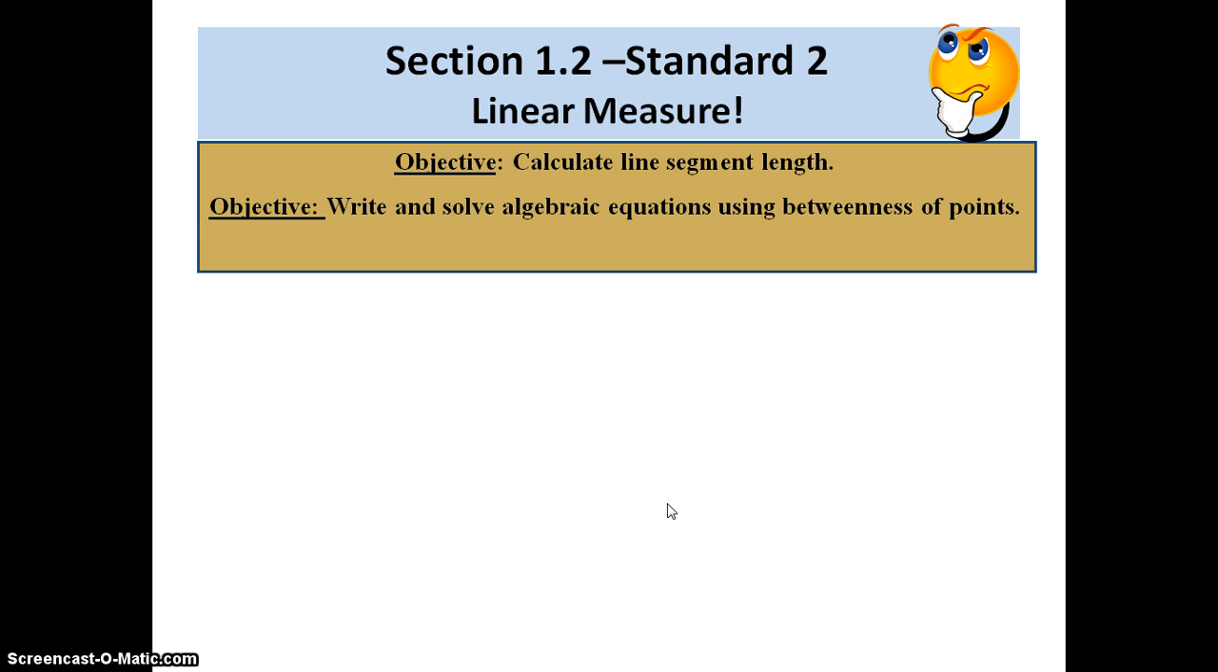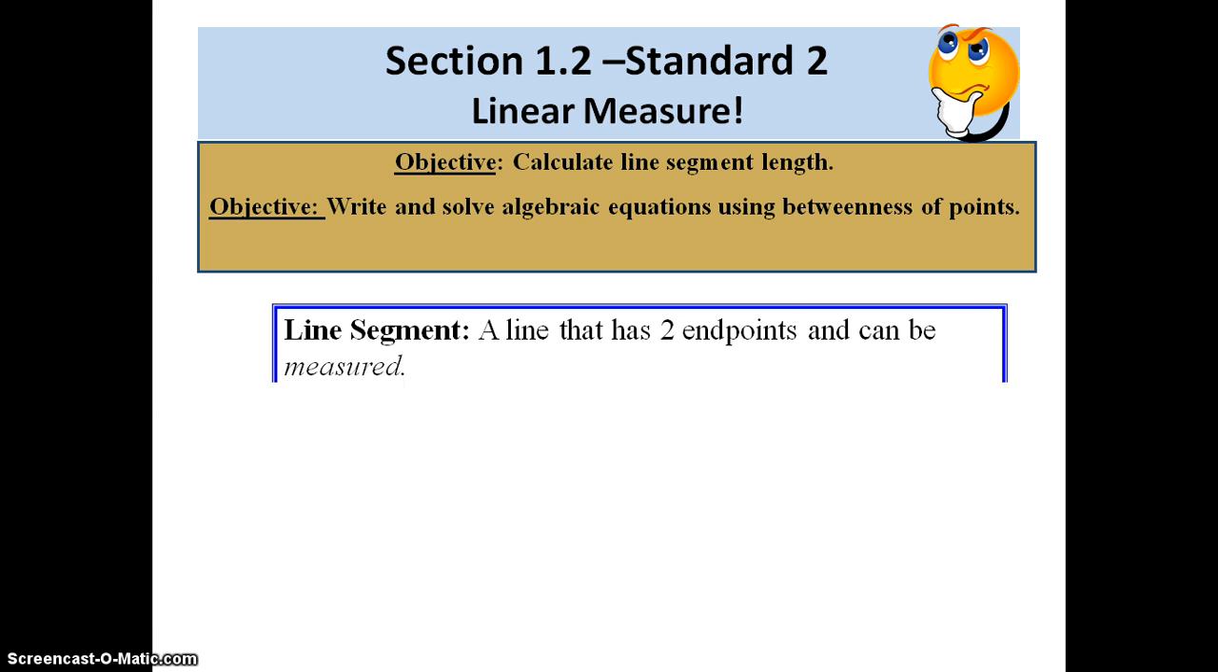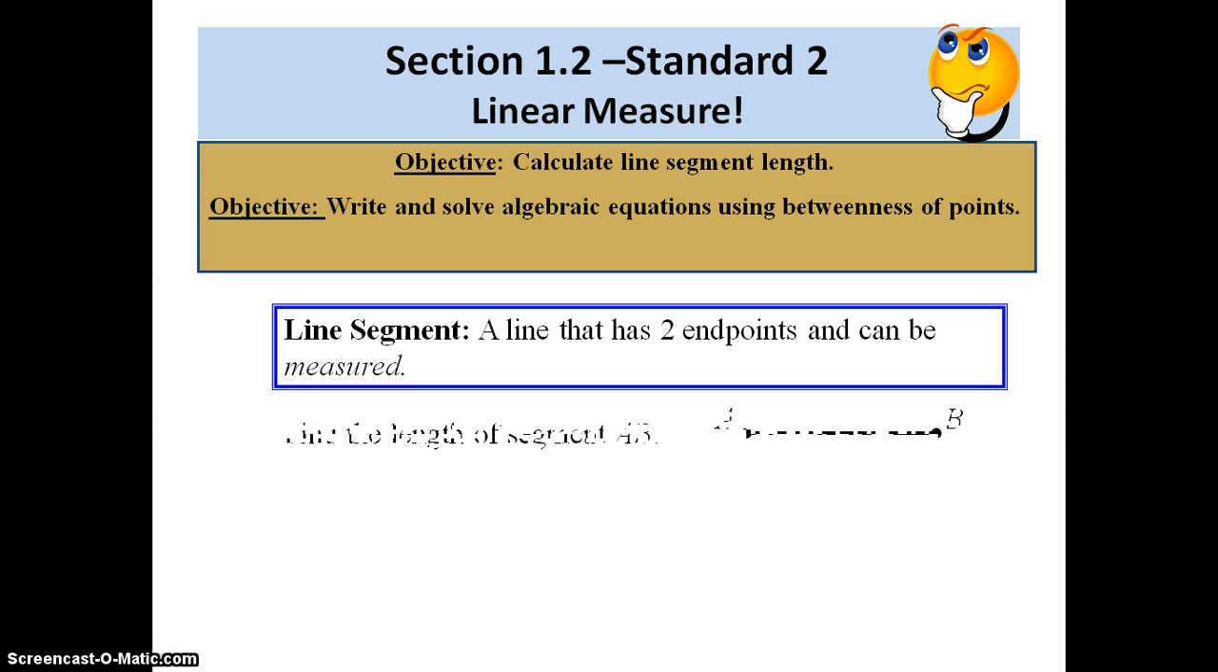So this first concept should seem pretty familiar to you. We're just going to talk about how to find the length of a segment using a ruler. A line segment is a line that has two endpoints and can be measured. There's a difference between a line and a line segment. A line goes on forever and ever and ever. A line segment is just a portion of that line, and you can actually measure how long it is.